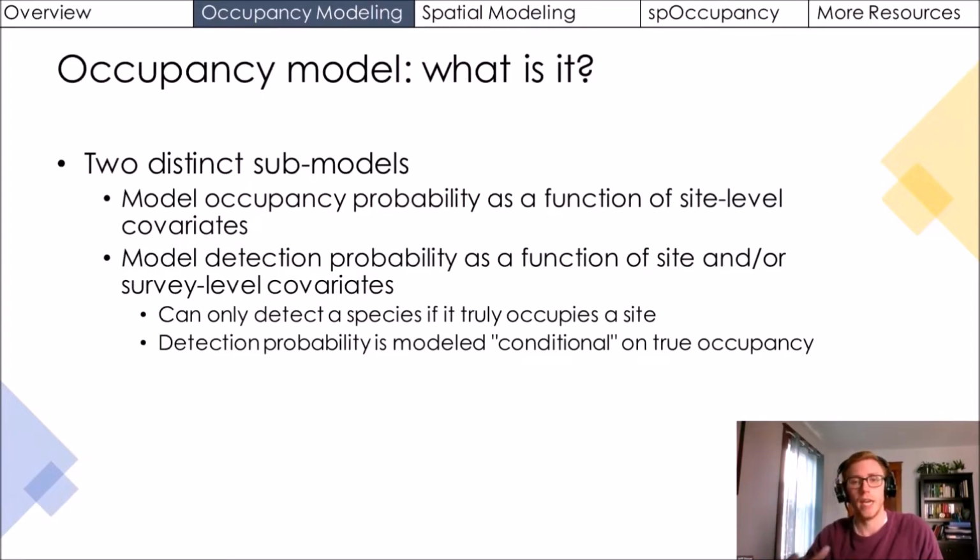And then the second is where we model detection probability. So the probability we detect a species given that the species actually occupies the site, okay? And this detection probability can vary not only across space, so it can vary with spatial covariates, but it can also vary across the different surveys as well. So we can model both site and survey level covariates in a model for detection probability. And a key assumption we make in a standard occupancy model is that you can only detect a species if it truly occupies a site. So in other words, we assume that there are no false positives. You don't observe a species at a location where it actually does not occur.